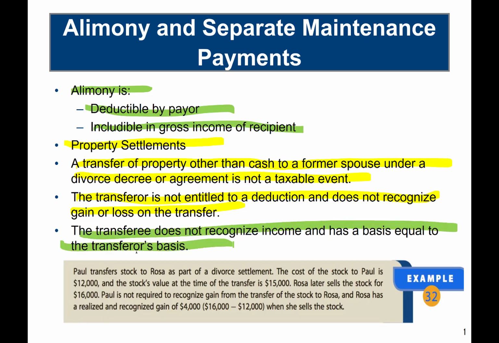Let's take a look at this question. Paul transfers stock to Rosa. The cost of the stock to Paul is $12,000 and the stock value at the time of the transfer is $15,000. Rosa later sells the stock for $16,000. Paul does not have to recognize a gain in the transfer, and Rosa will not have to take the gain until later on when she sells the stock. But notice she inherits or takes whatever the basis was at the time it was transferred from Paul to Rosa.